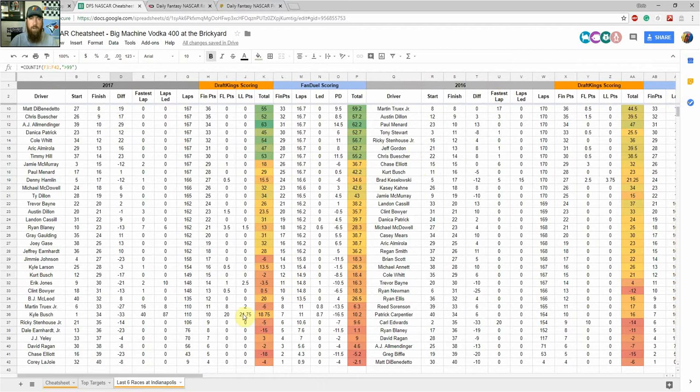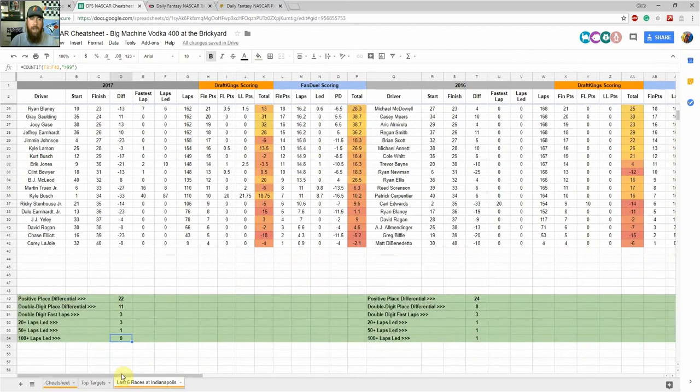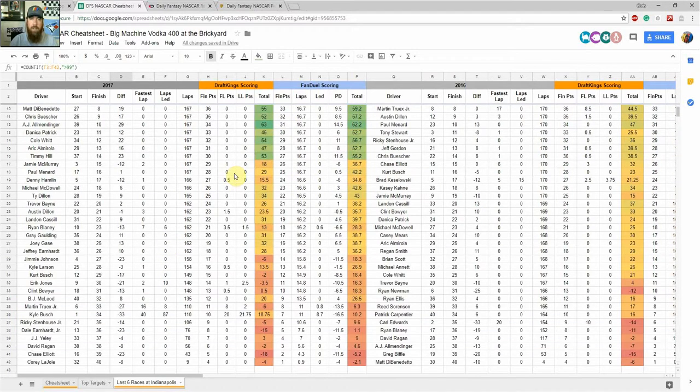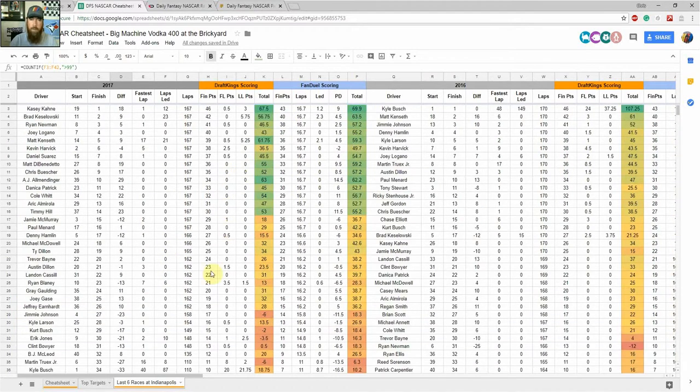That is the only year out of the last six, and I only look at six on my cheat sheet, where a driver's led over 100 laps, and there have been no years in the last six where two drivers have led 50 or more laps. So finishing position is going to be a little bit more important this week than dominator points. And there's also some place differential just with those owner points. We'll talk about that in a minute.